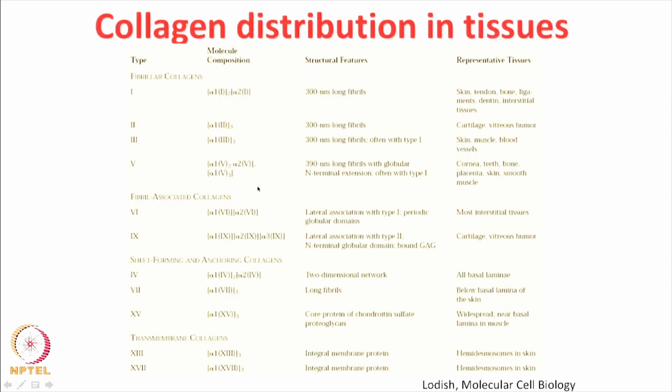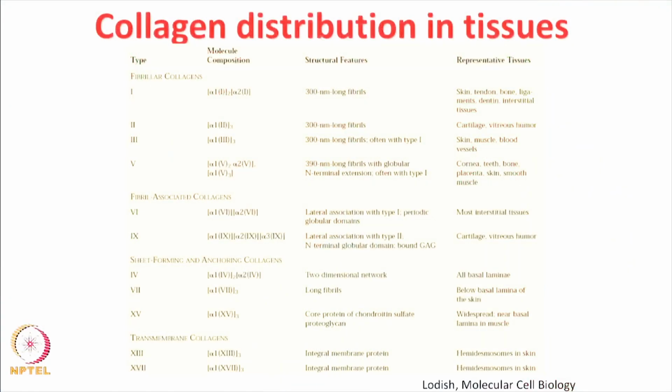So, if you look at the collagen distribution in tissues, fibrillar collagens are in tissues like skin, tendon, bone or ligaments. Collagen 2 is in cartilage and vitreous humor; collagen 3 is in skin, muscle, blood. So, the fibrillar collagens are present in high content in those tissues where a lot of forces get generated, for example, the tendon or bone, which need to be sturdy. So, they actually participate in providing tensile strength to these structures, to these organs.